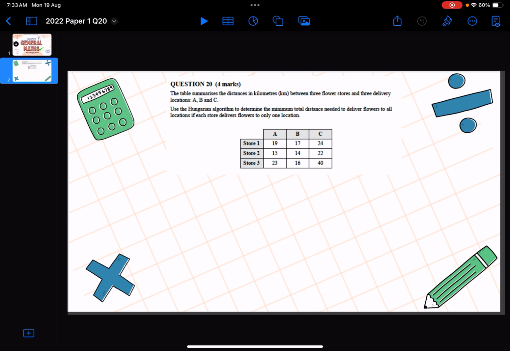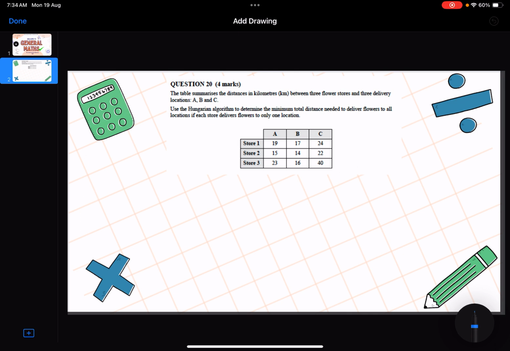Question 20, a 4-mark question. The table summarises the distances in kilometres between 3 flower stores and 3 delivery locations A, B and C. Use the Hungarian algorithm to determine the minimum total distance needed to deliver flowers to all locations if each store delivers flowers to only one location.